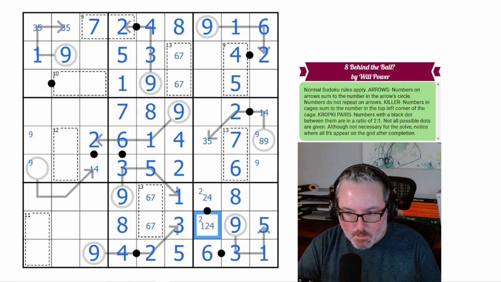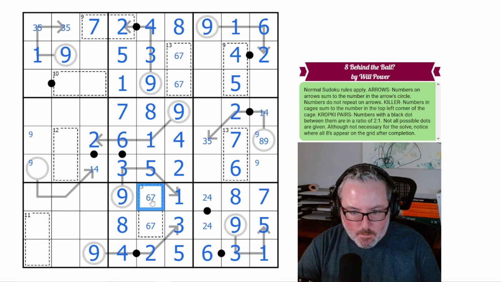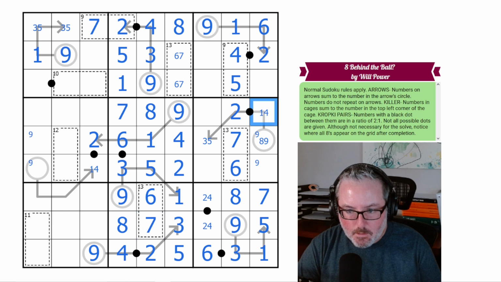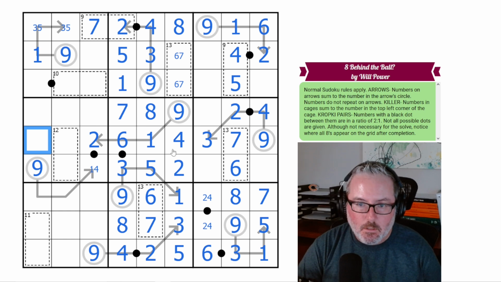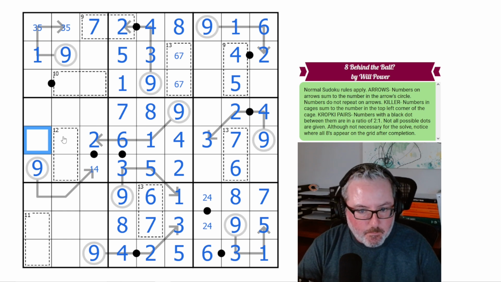So therefore, this is not 1. So we end up with a 2, 4 pair. This is 7. That's going to give us our 6 and our 7. That 1 is going to tell us this is a 4. So we are now at 6 here. So this has to be 3. This has to be 9. We can get rid of those marks. That 9 now is going to finish giving us a 9 here. So it turns out all of our circles were 9s.